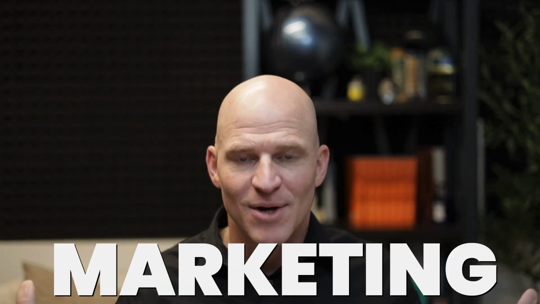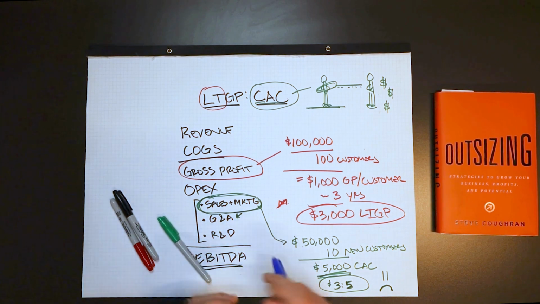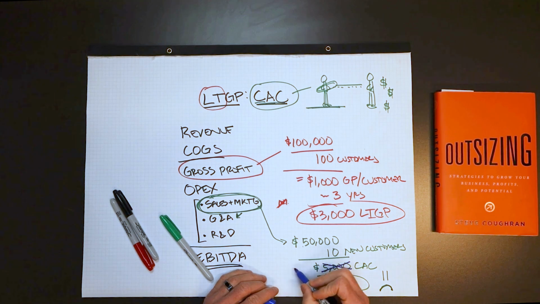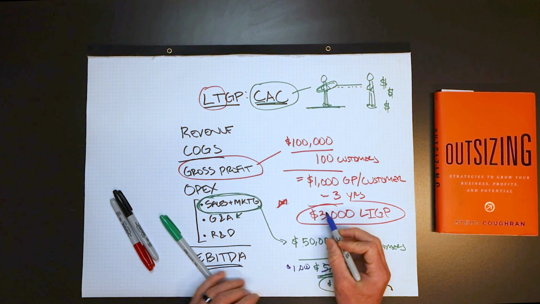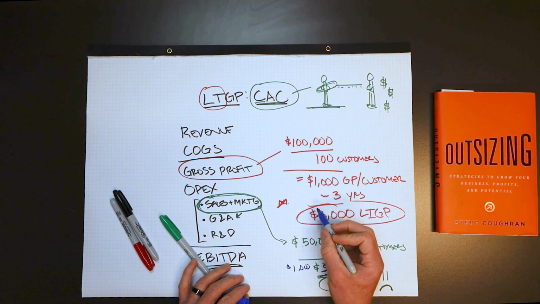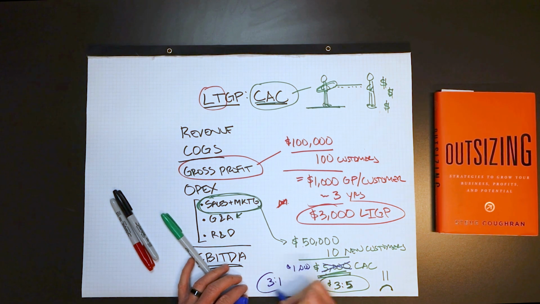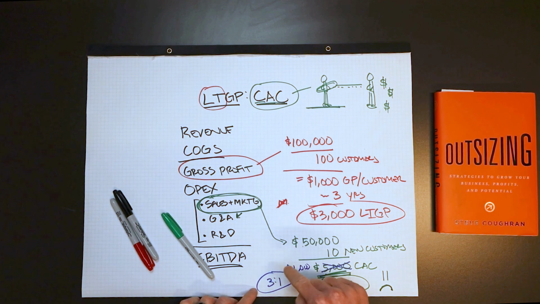But you shouldn't have a marketing budget if this ratio is working, because theoretically, let's just say over here, instead of being $5,000, let's imagine this is $1,000 to acquire a new customer. Then you just do the math, right? $3,000 is your lifetime gross profit and $1,000 is your customer acquisition cost. That would give you a 3-to-1 ratio. That's better. And what that means is that every dollar you spend to acquire a customer, you'll get $3 in gross profit.